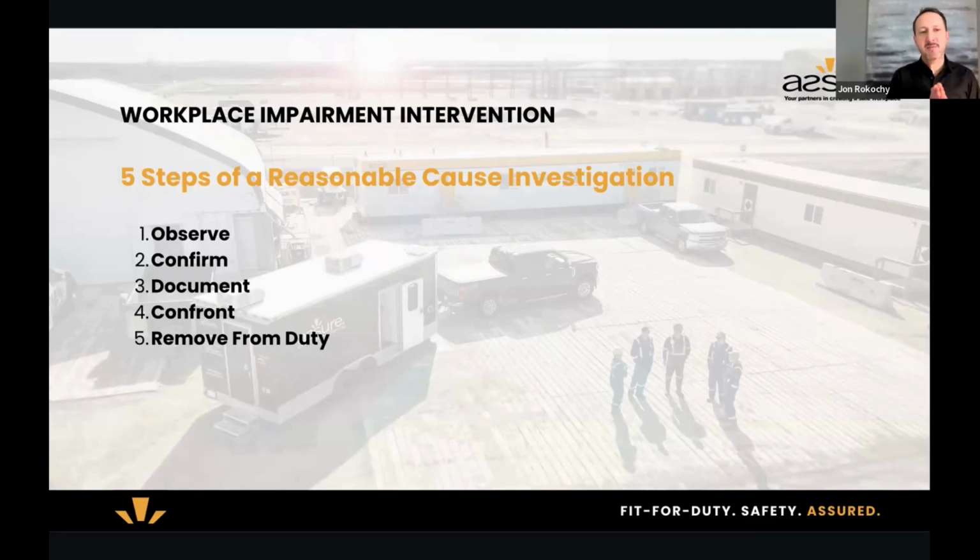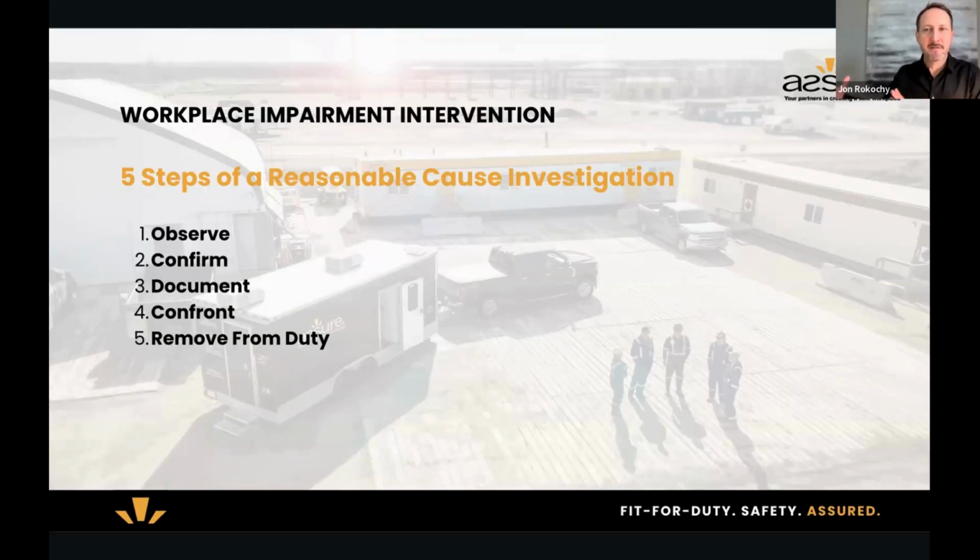So a couple of them we've talked about already. I'm going to walk through each of them. So observe, confirm, document, confront, and then remove from duty. When there's somebody in question of not being fit for duty, the first thing we're going to do is pull them aside and I'm going to observe it firsthand myself. Confirm talks about having somebody else confirm it, another supervisor, a second person confirm it with you. So I'm going to observe it myself.